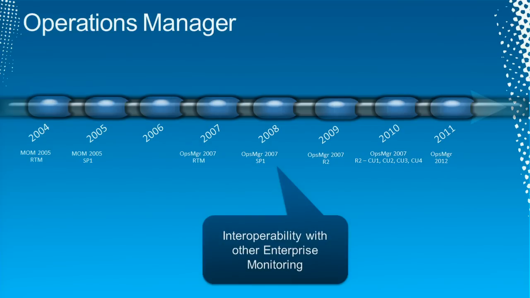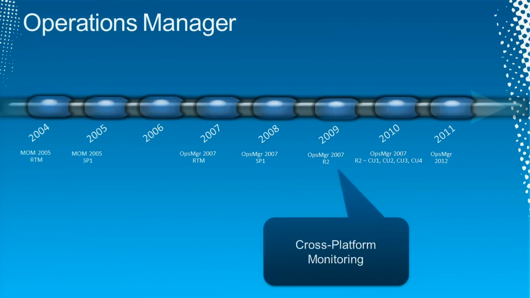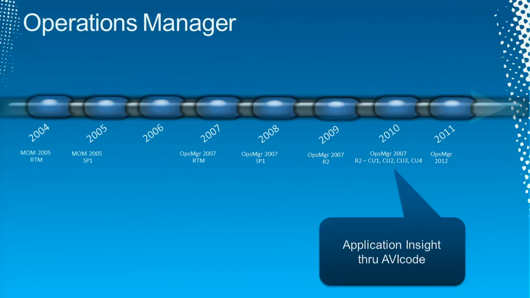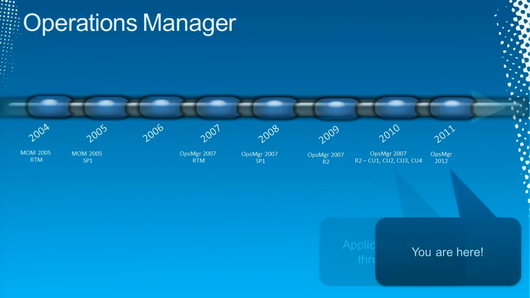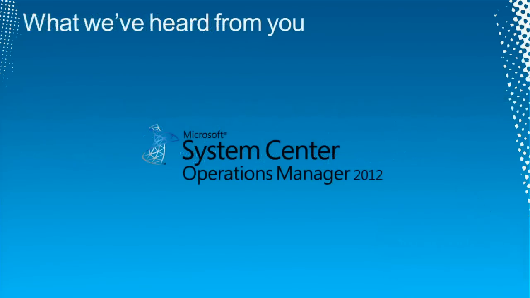Now as we continue on, OpsMan 2007 with SP1, we start getting things like interop with other enterprise-type solutions. In R2, we added cross-plat. In 2010, we bought something called AviCode. We're going to talk about that in just a minute. And so here we are. So we've got this kind of regular rhythm of what's been happening for an evolution.